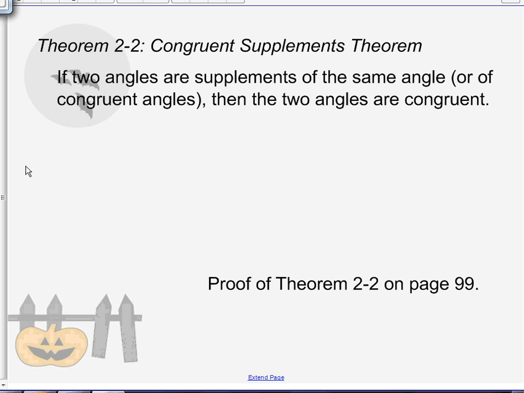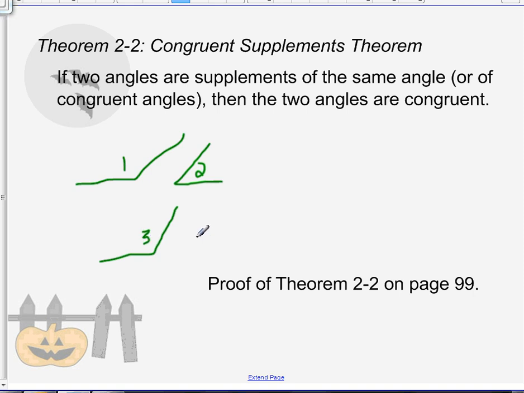Our next theorem we're going to be discussing is Theorem 2.2, which is the congruent supplements theorem. So this states if two angles are supplements of the same angle or of congruent angles, then the two angles are congruent. And what I mean by that is if I have this angle and this angle, and then I have that angle over here. So I have 1, 2, 3.